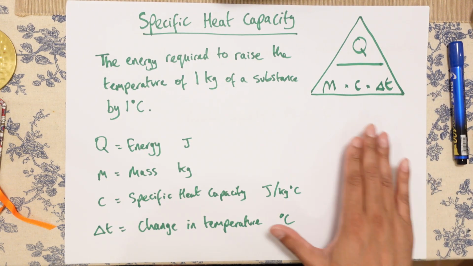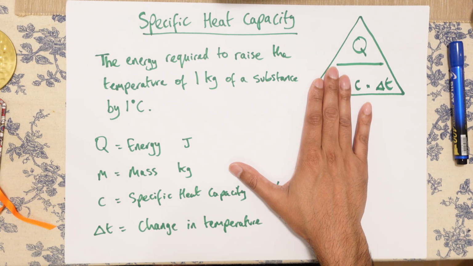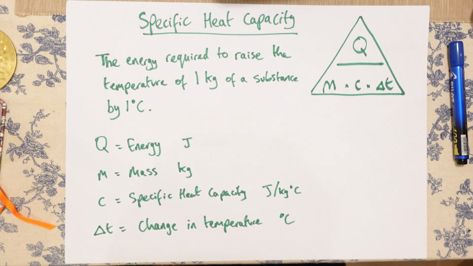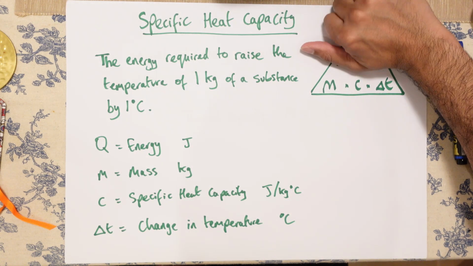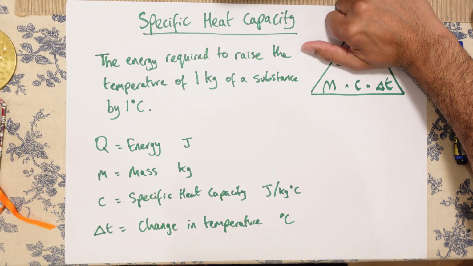If you want to work out the mass, cover it up. Mass equals Q divided by C times delta T. And of course, if you want to work out Q, you cover that up. And what you're left with is MC delta T.